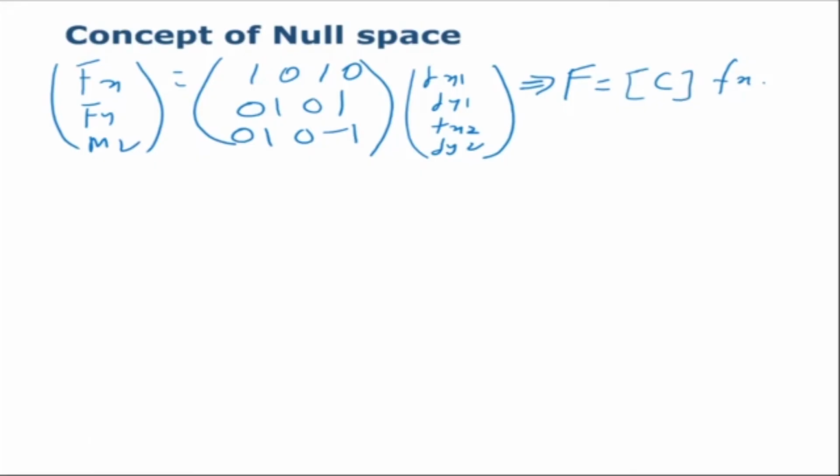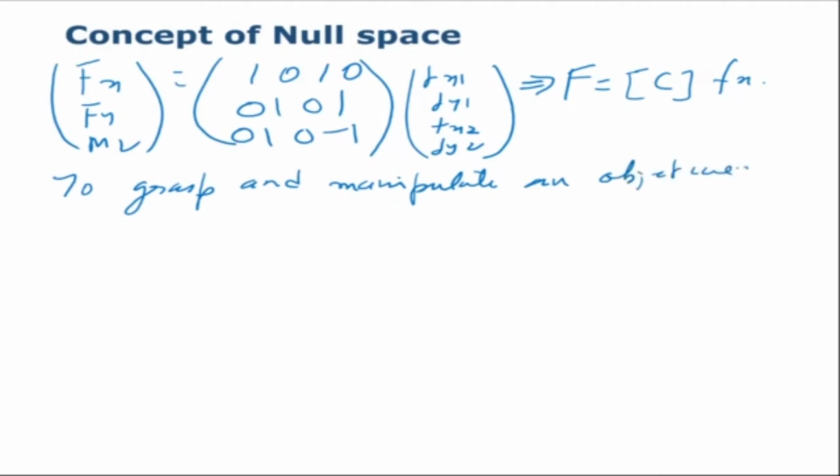So what is required to grasp and manipulate an object? We need to apply and control the small f's. That means I need to control Fx1, Fy1, Fx2, Fy2 in order to balance these external forces or to move the object in some direction.